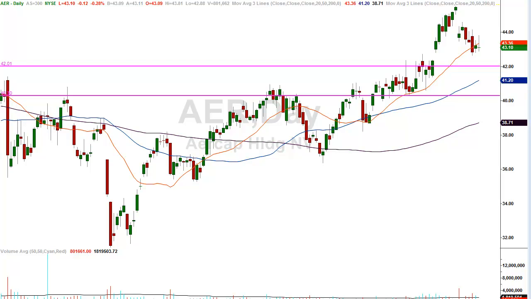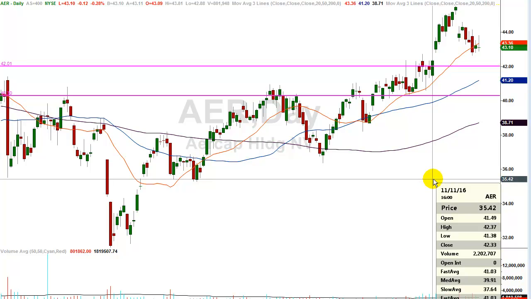All right, so we're talking about gap fills, and we're talking about how to identify where the actual level is for a gap fill to occur. So we're looking at the daily chart of AER. So let's take the lower gap fill that occurred on the 11th of November.